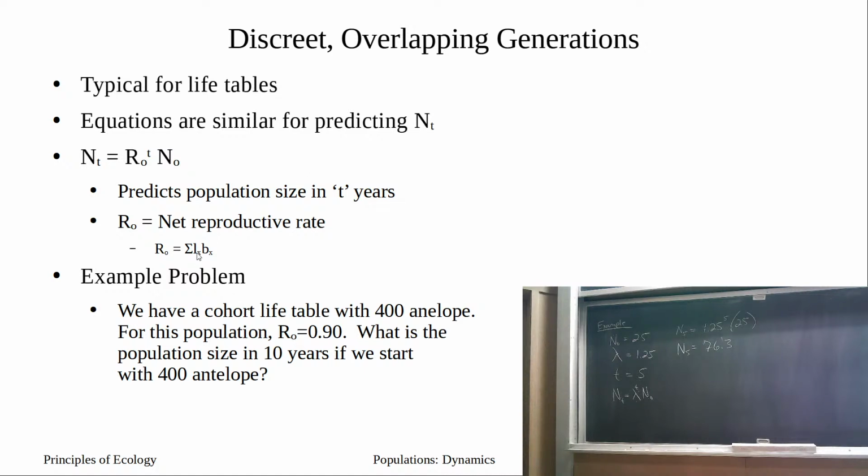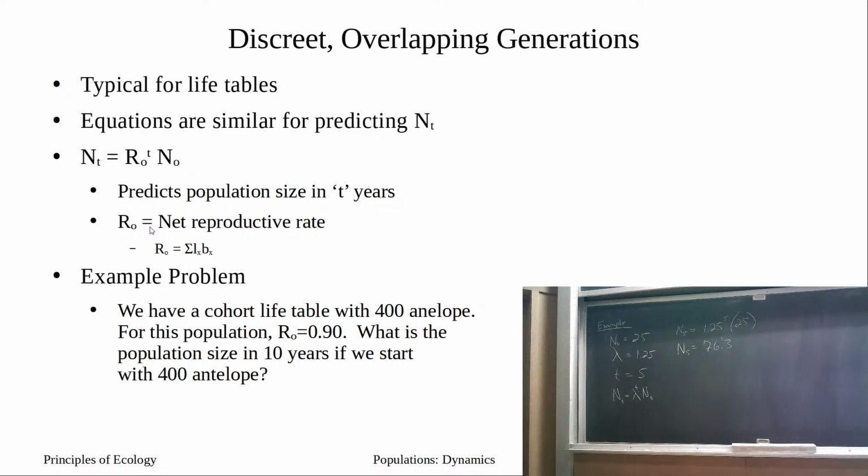LX is survivorship. What's BX? There are birth schedules, and then this LXBX is realized reproduction. We have to account for survival to that age, and then you have to reproduce. So our net reproductive rate takes into account this realized reproduction.